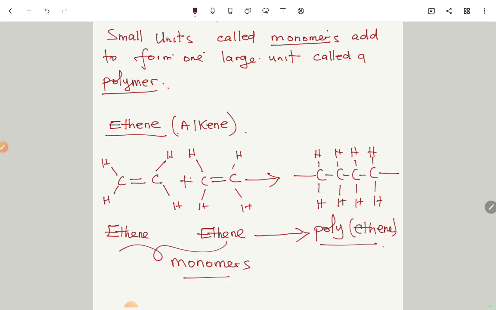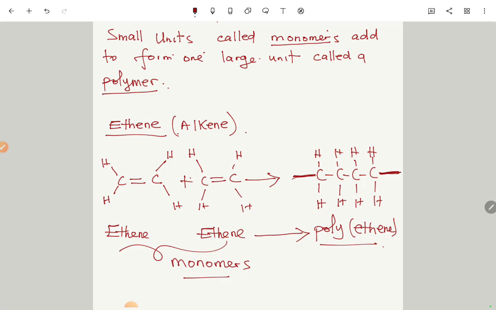Like you have seen, we have small units which are known as monomers. They have added to form one unit which is a polymer. Please, as you write your polymers, they should not be closed here, they should be open like I have done here. So this is the polyethene.